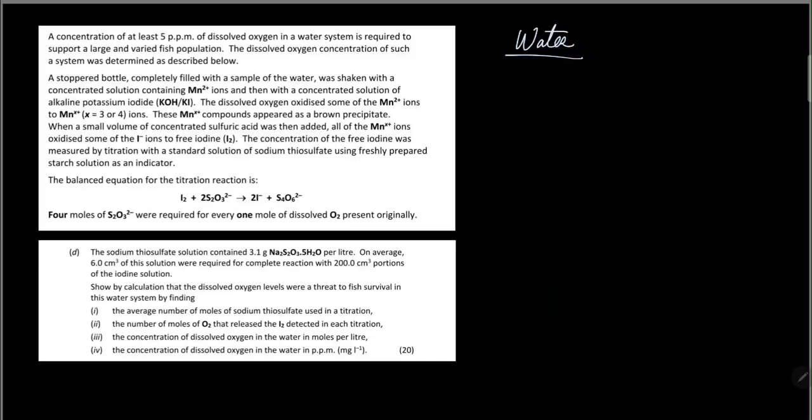So if you want to pause now and have a little read through the question, and then we can get stuck into it.